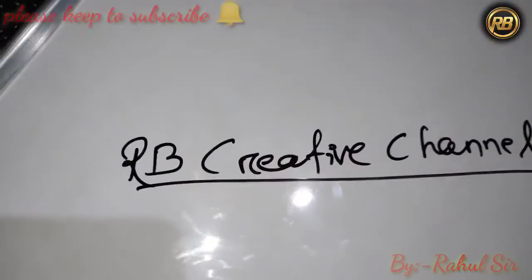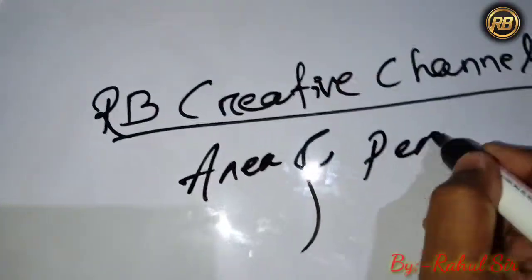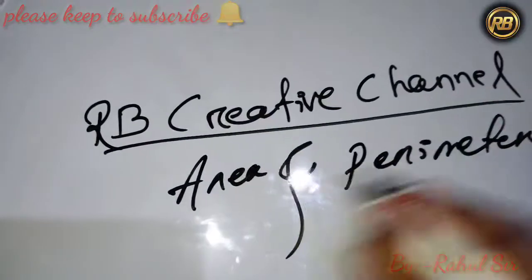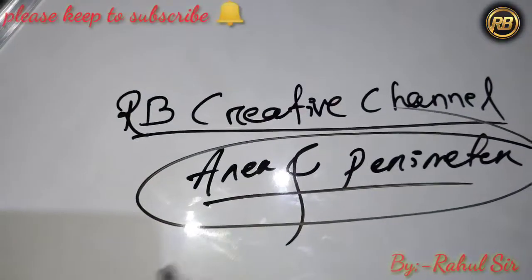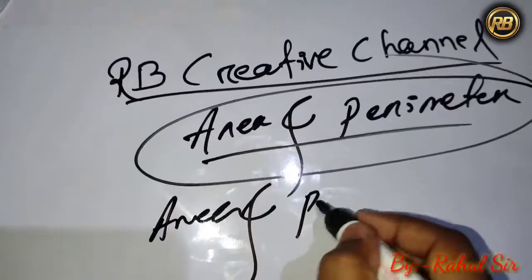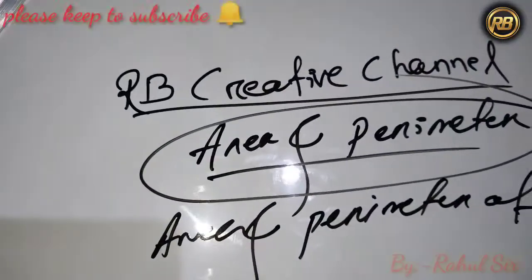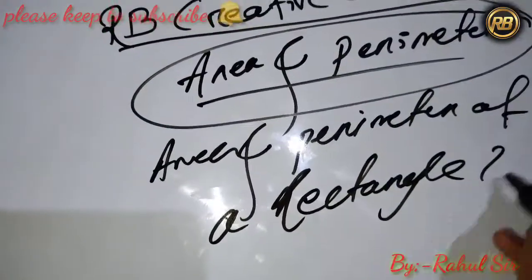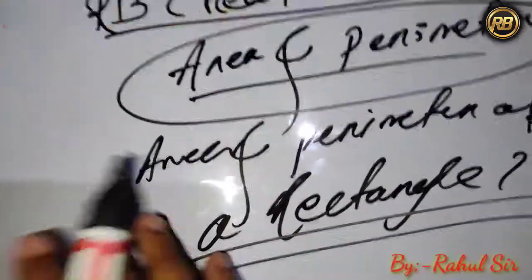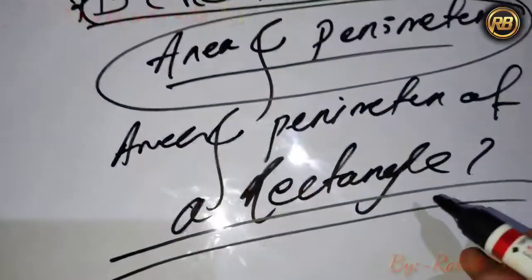Today we will discuss the area and perimeter. First of all, we will discuss the area and perimeter of a rectangle. What is the area of the rectangle and what is the perimeter of a rectangle?